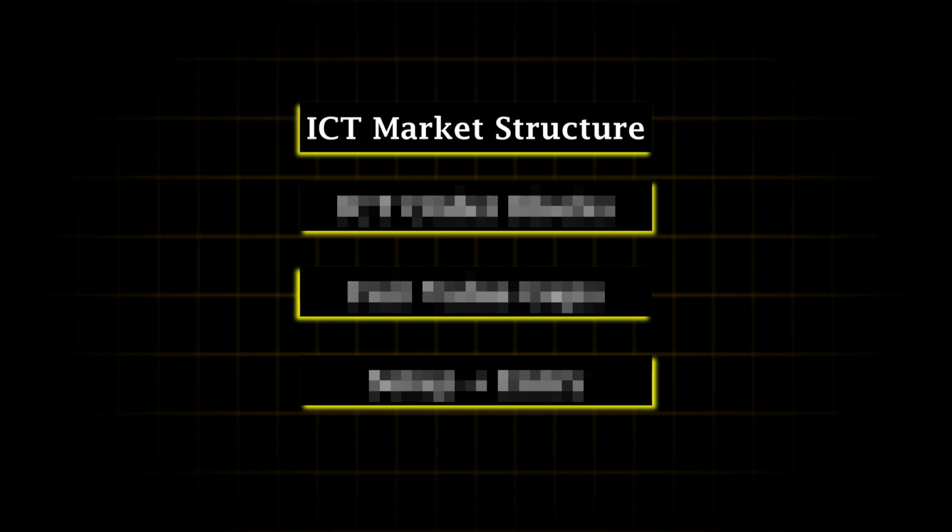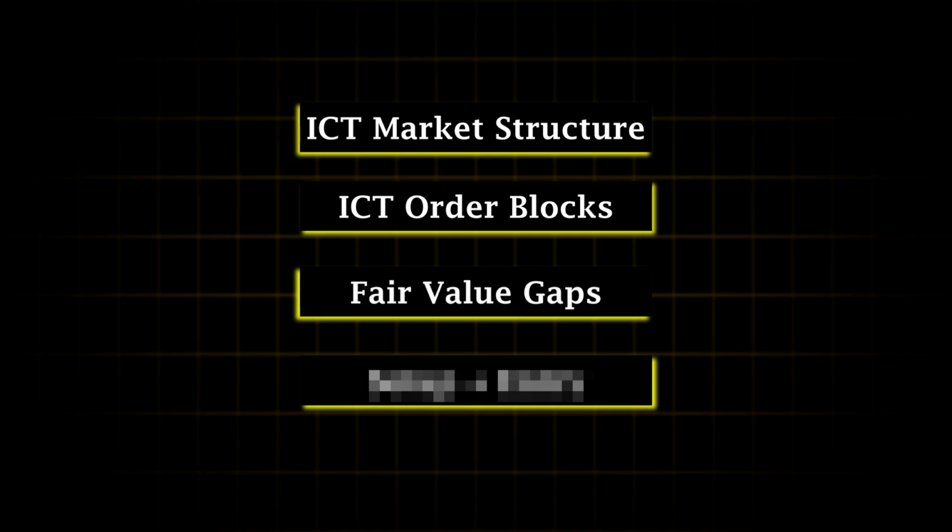First of all, we are going to talk about the ICT market structure. And then next up, we are going to discuss order blocks. From there, we move on to section 3, where we are going to talk about fair value gaps. In the fourth section, we are going to combine all of them and make a basic ICT setup that every single trader can use and start trading with.